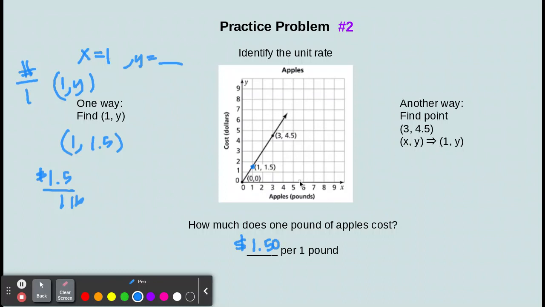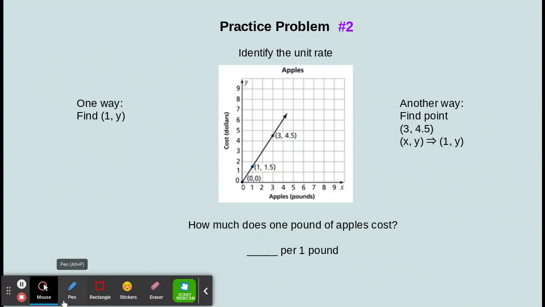Okay, another way to do it, though, would be if, let's say, there was no point that we could easily determine at x equals 1 and we had to use the point x equals 3 up here. Well, that tells us that it costs $4.50 for 3 pounds. How do we find the unit rate when we're given something like this? We divide the top and bottom by 3, or you divide just the top by the bottom, which is the same thing. And we also find it is $1.50 per pound. Okay, I pretty much did that one for you, but that was kind of a tricky one.